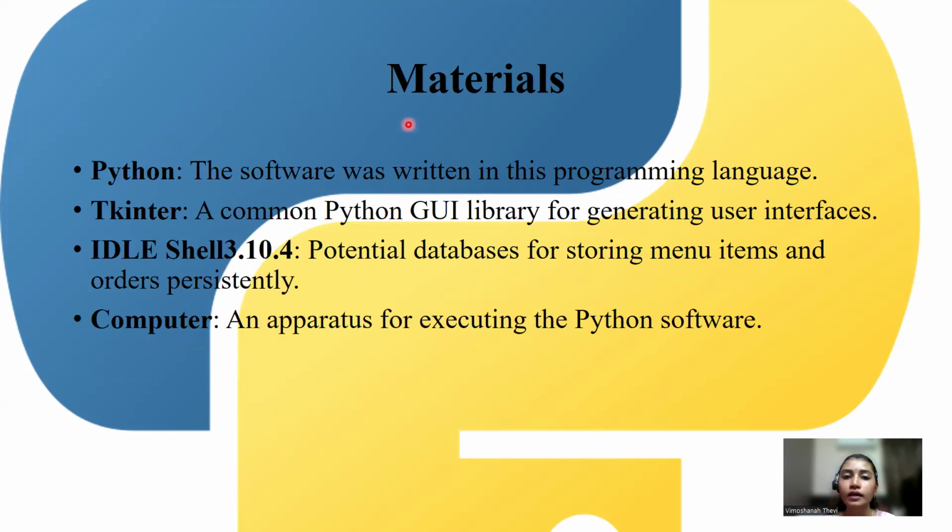Next, we move to the materials. There are 4 types of material we are using in this mini project. Number 1, Python. The software was written in this programming language. Next, Tkinter, a common Python GUI library for generating user interfaces. Next, a potential database for storing menu items and orders. Fourth, of course, a computer, an apparatus for executing the Python software.